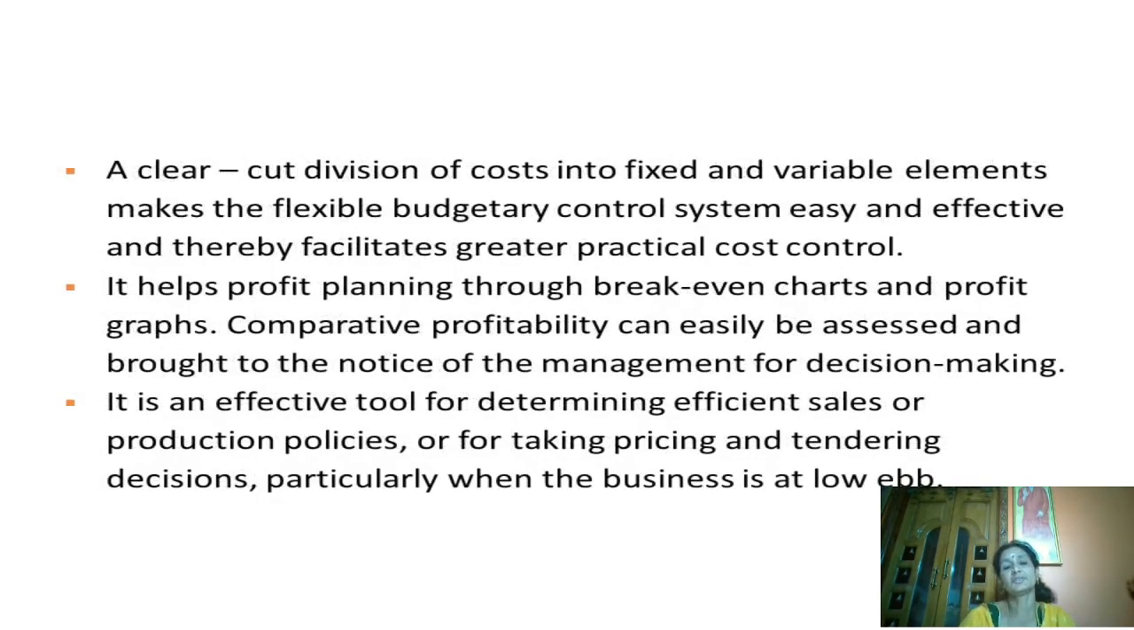A clear-cut division of cost into fixed and variable elements makes the flexible budgetary control system easy and effective and thereby facilitates greater practical cost control. As it is bifurcated into fixed and variable elements, it's easy and very effective. In marginal costing, the first and foremost step is bifurcating fixed and variable cost. Since it is bifurcated, it becomes much easier and it facilitates good cost control.